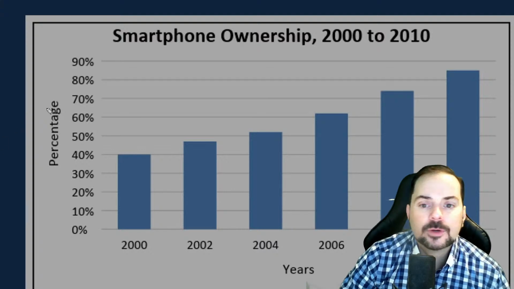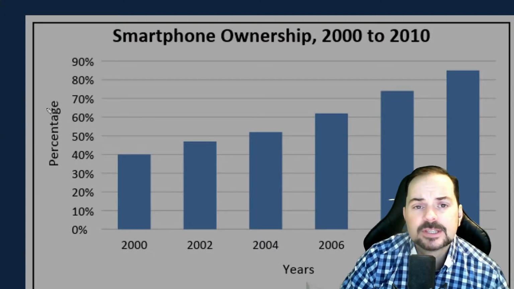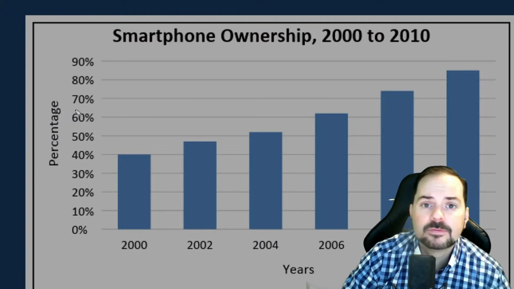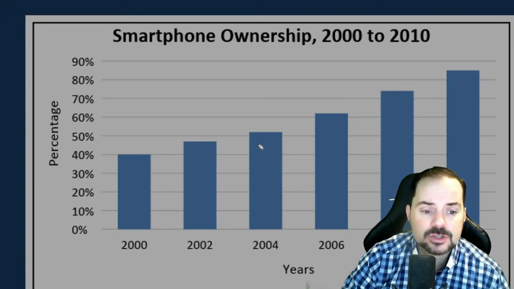So we don't have the name of the country or the city where this data is being drawn from. So simply it's a sample of individuals, or it's a group that has been surveyed.